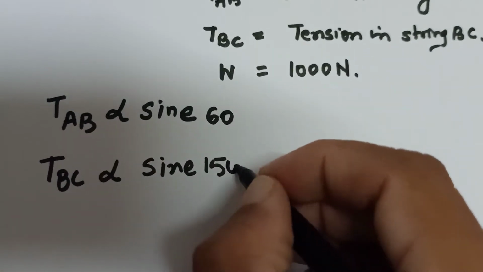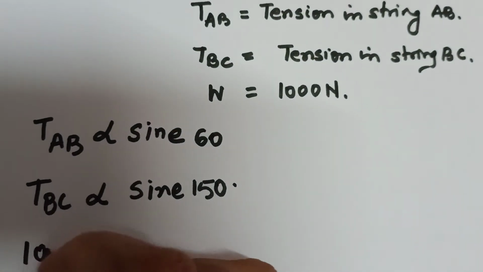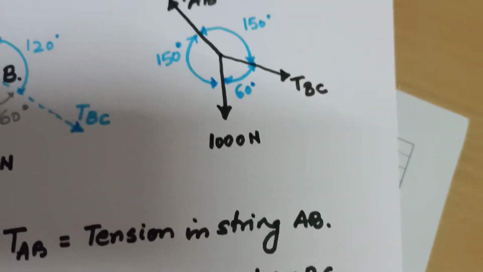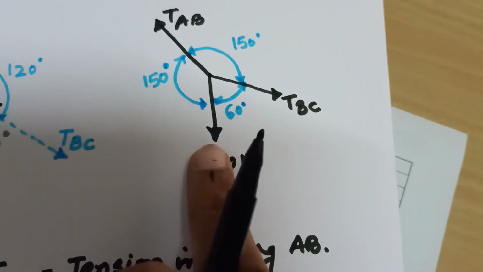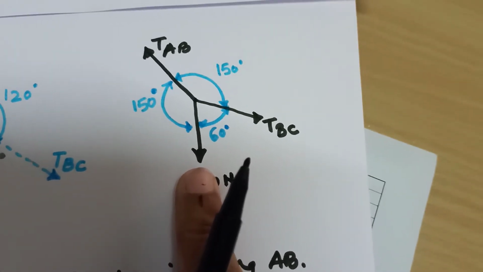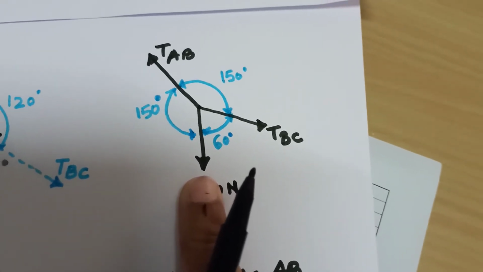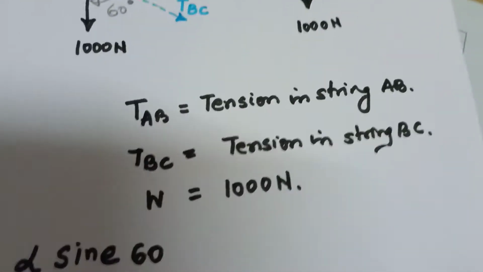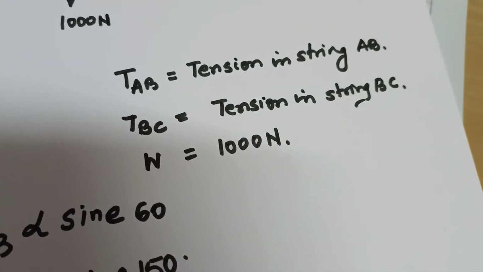Okay, and last is 1000, which is directly proportional to, what are the other two forces? So other than 1000, which are the two forces? AB and BC. What is the angle between those two? 150. So sine of 150.